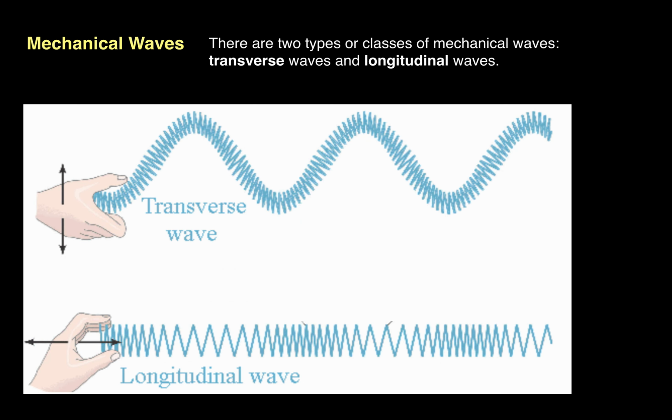Here are our two types of waves again. A transverse wave is perpendicular to the direction of motion. A longitudinal wave travels along the wavelength so that it's traveling parallel, or in the same direction, as the direction of motion. Wave pulses and waves.